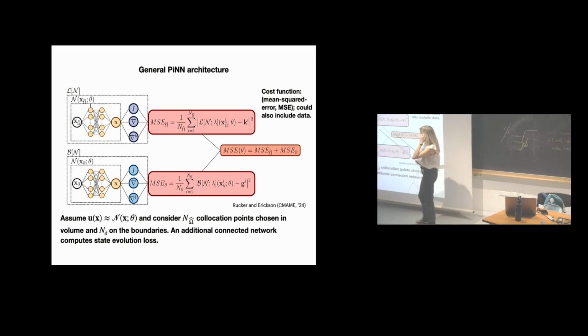The general PINN architecture we took here is given here. We have one network for the volume and one for the boundary, and they both give you a mean squared error for the domain and the boundary itself, which add to give you our final mean squared error.